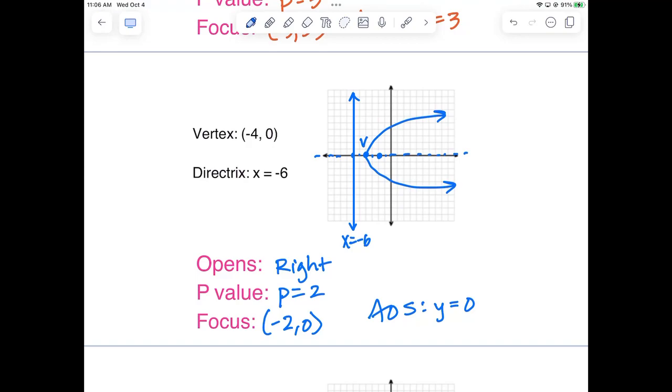The axis of symmetry, which I drew through the vertex and through the focus, is going to be y equals the y coordinate of both of those, which is 0. Y equals 0, the x-axis. Pretty neat. You got to love the parabola. My favorite conic section because of its reflective properties. It's beautiful.